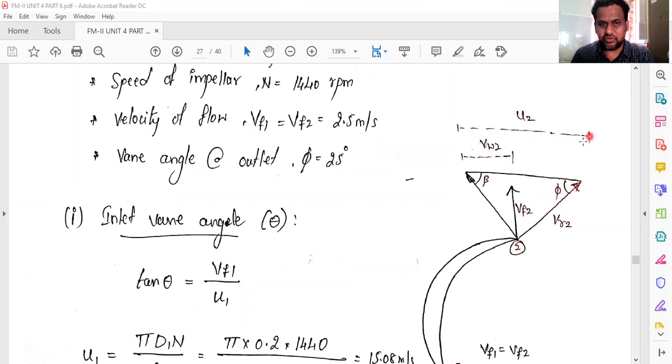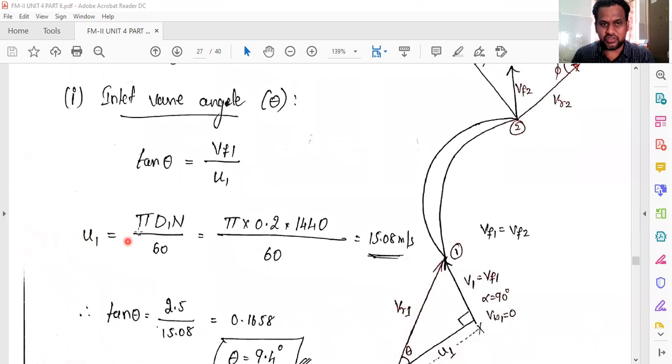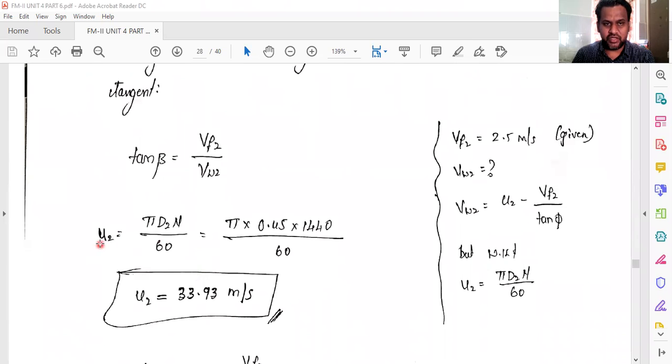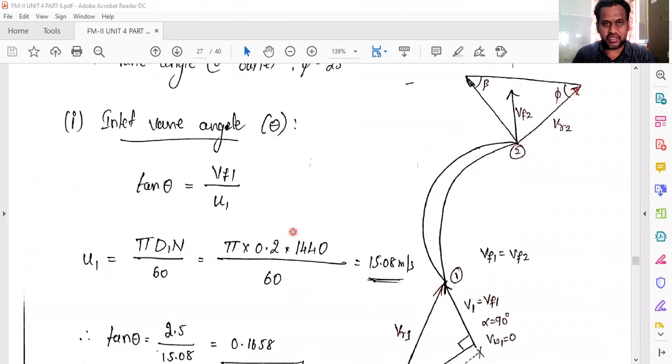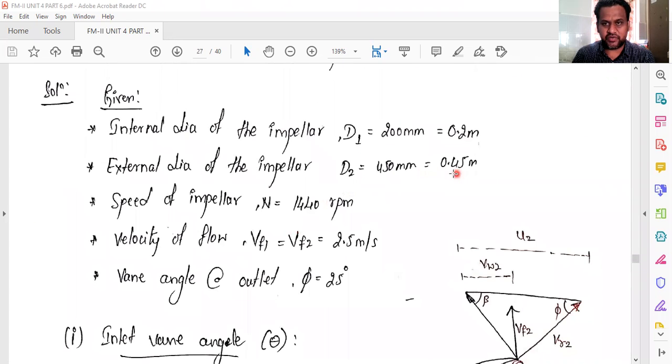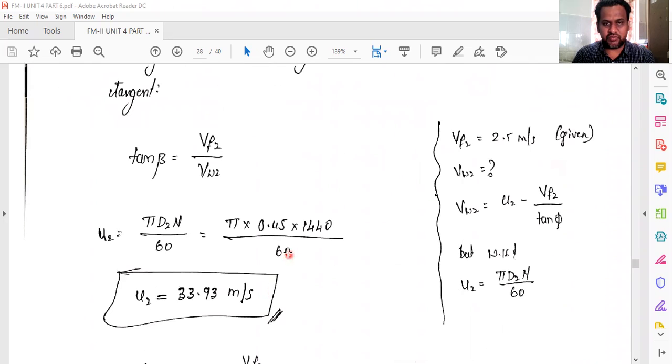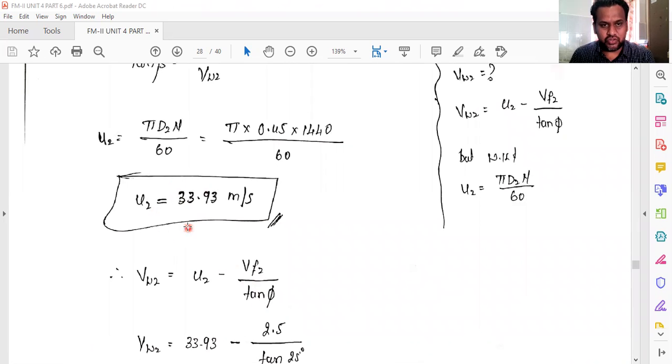How can you calculate U2? Once again, the formula: U2 is equal to pi d2 n divided by 60. So U2 is equal to pi into d2 into n divided by 60, where d2 is given, that is 0.45 meter. You substitute 0.45, and n is 1440 divided by 60. So you will get U2 is equal to 33.93 meter per second. Now you know U2.